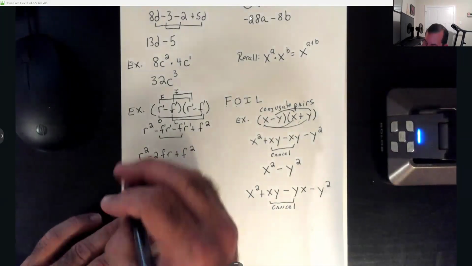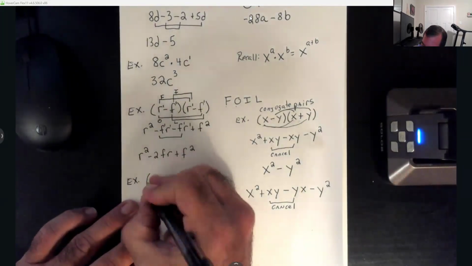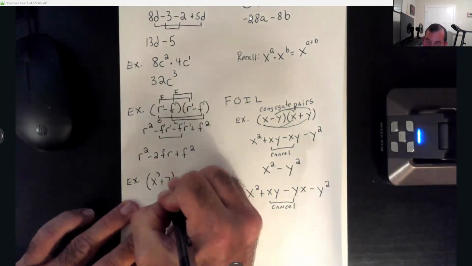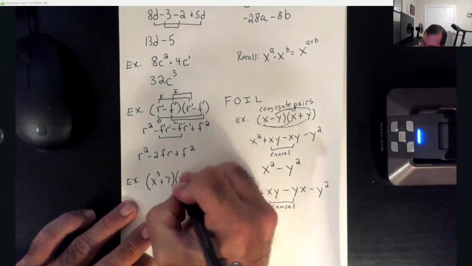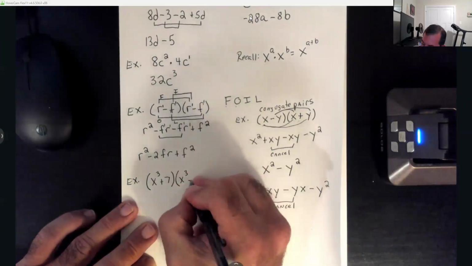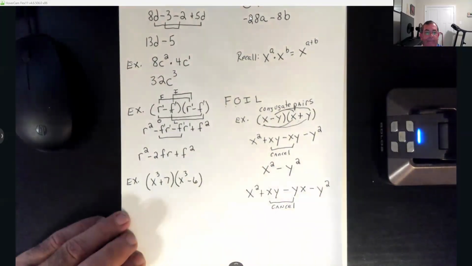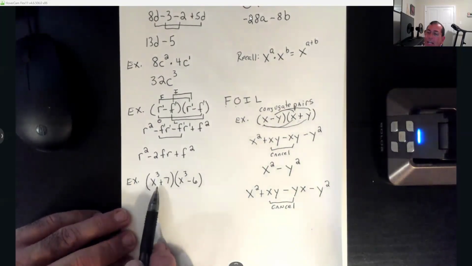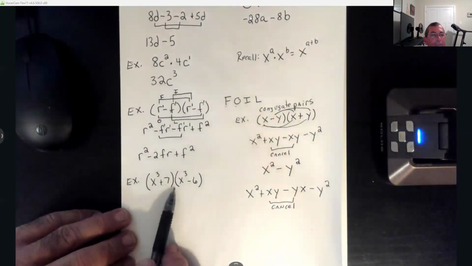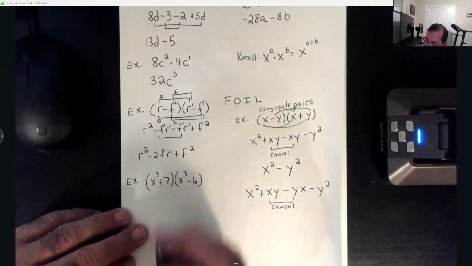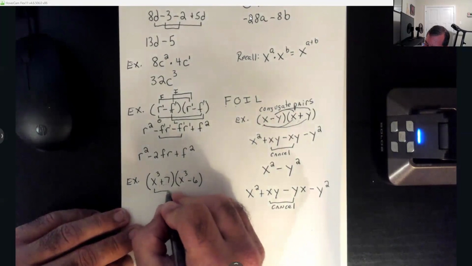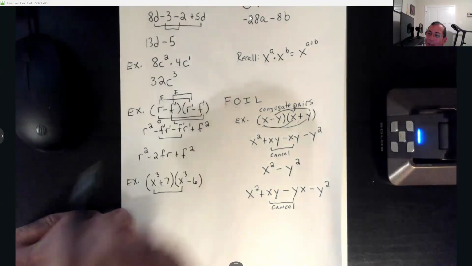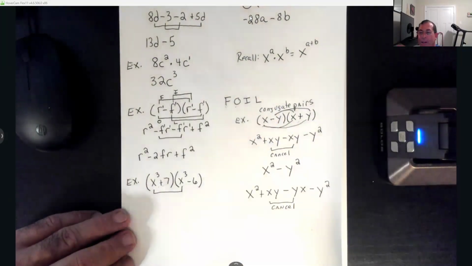All right, y'all. So the last one, let's see what they gave me. Woo, they made a good one. x cubed plus 7, and then x cubed minus 6. So they just wanted to jack the exponents up a little bit for you. So I'm going to FOIL the x cubed times x cubed.